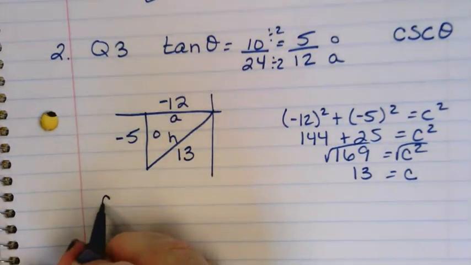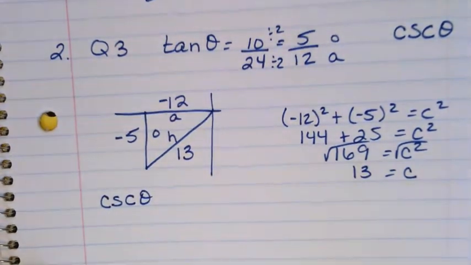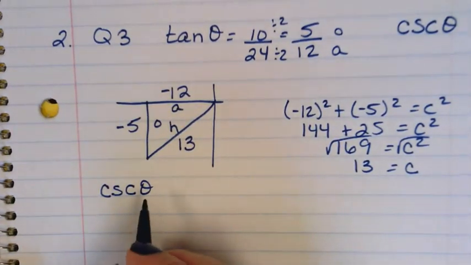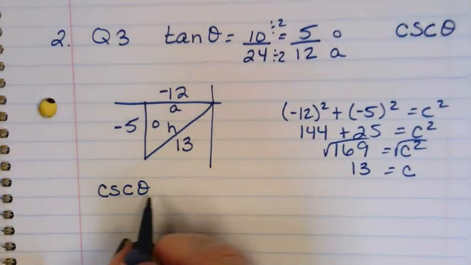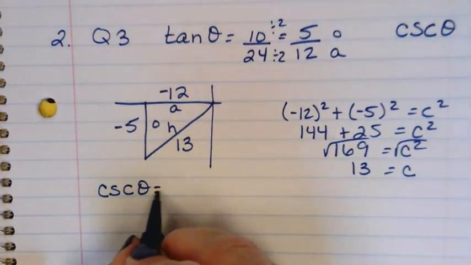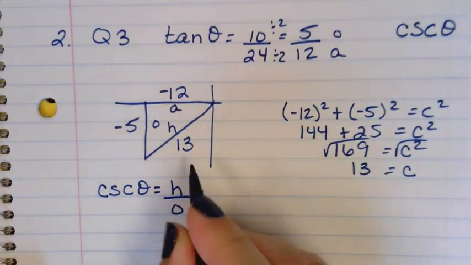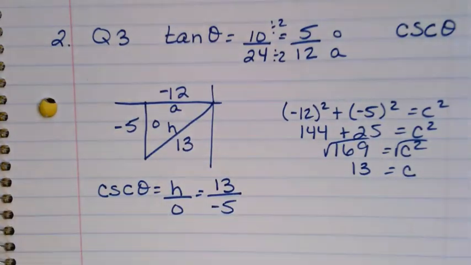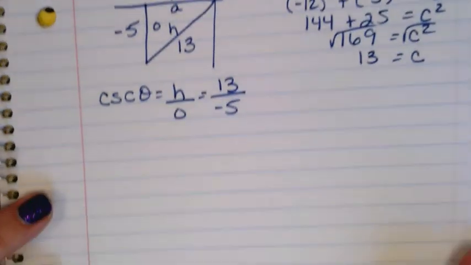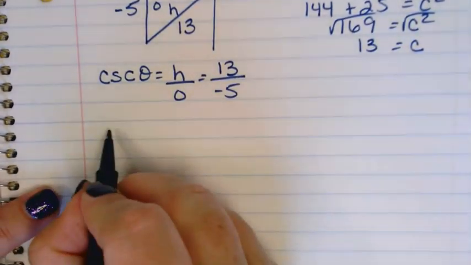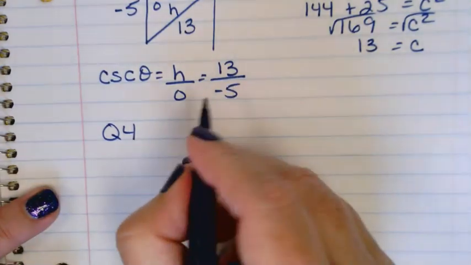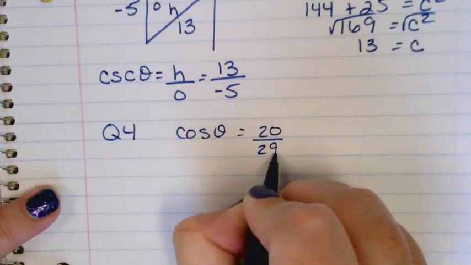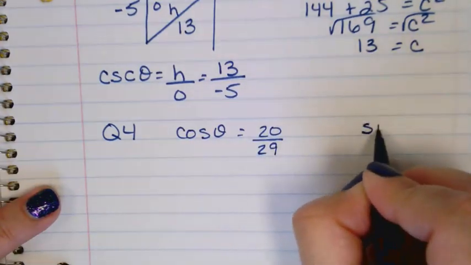So the question was cosecant. So cosecant is just sine flipped. So sine is O over H, so this is H over O. So H is 13 and O is -5. Okay. Last one of number 2. Quadrant 4, cosine is 20 over 29, and we need sine.